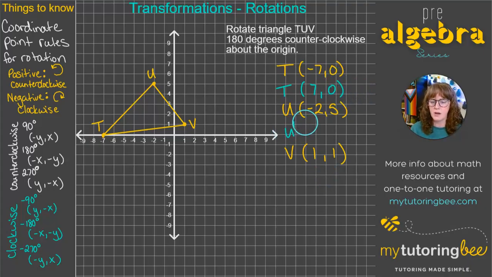And then for U prime, we're going to switch -2 to +2 and +5 to -5. And then V prime becomes -1, -1. Let's go ahead and plot those. So T prime is at 7, 0. U prime is at 2, -5. So down here, U prime. And V prime is at -1, -1. V prime. And then again, let's go ahead and plot our lines between these points.